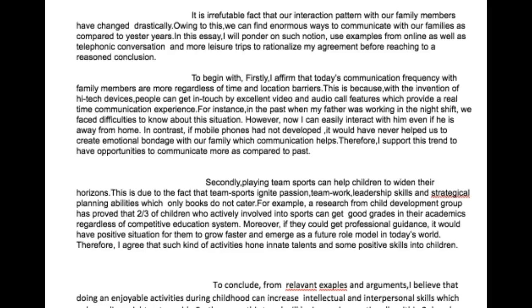It is an irrefutable fact that our interaction pattern with our family members has changed drastically. Owing to this, we can find enormous ways to communicate with our families as compared to yesteryears. And let's just say, I will ponder on such a notion. So this is a perfect example of how we can reduce the word count. Okay, so this essay will use examples from the online world, perhaps, or from the internet, as well as telephonic conversations, to demonstrate points and prove arguments. Full stop, job done.